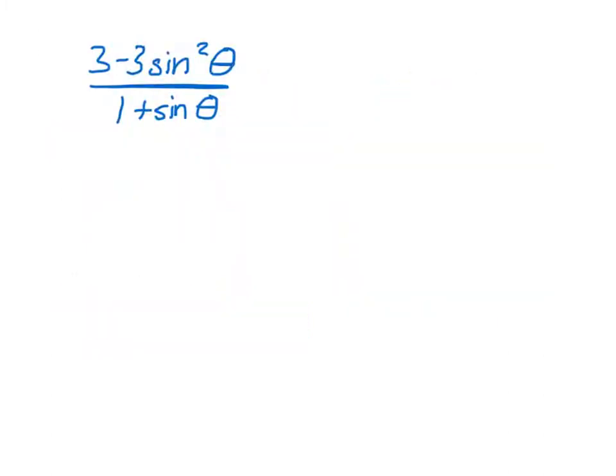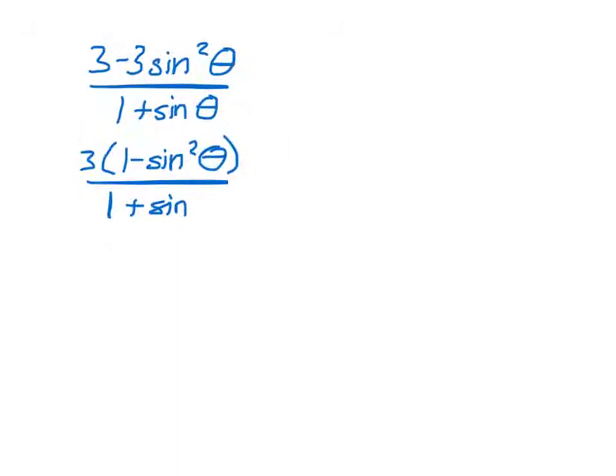Okay, let's take a look at an example problem that ties all of these steps together. I have 3 minus 3 sine squared theta all over 1 plus sine theta. Now let's take a look at the numerator first. We've seen something similar here. I have a common factor of 3, so I can pull the 3 out, and I'm left with 1 minus sine squared theta over 1 plus sine theta. Now, you might be tempted to turn this into cosine squared theta, right? Which it does equal. And you'd be correct in this expression.